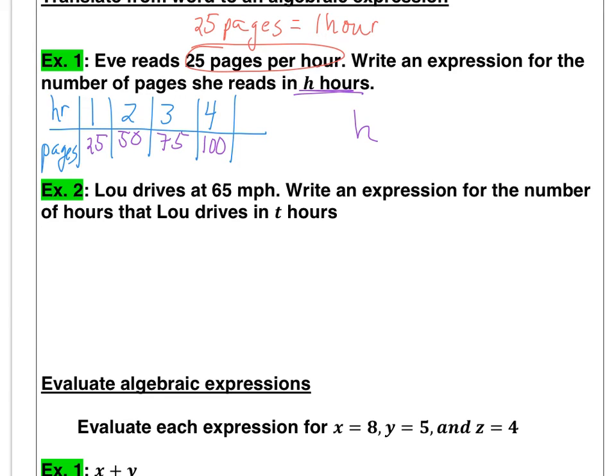And what do you do to 1 to get 25? What do you do to the hours of 2 to get 50? What do you do to 3 to get 75? What do you do to 4 to get 100?